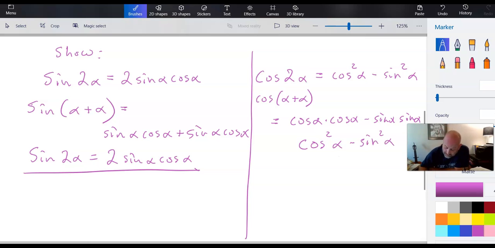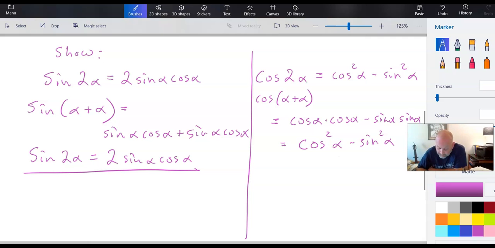And if you remember, we actually saw this in a previous identity that we derived. If I substituted the 1 minus cosine alpha, we could actually get cosine 2 alpha to also equal 2 cosine squared alpha minus 1. Or, yeah, it's minus 1. Try to remember that one.